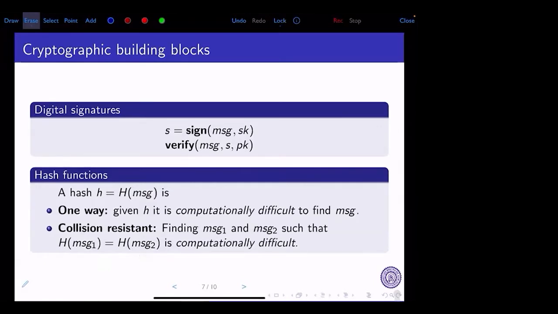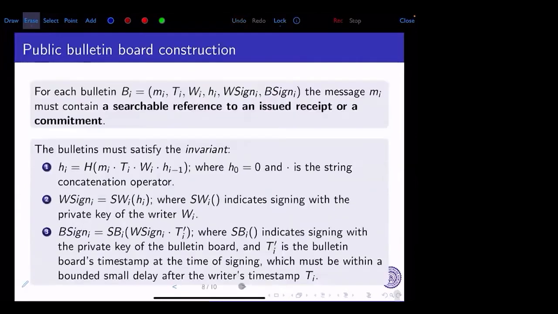When we say computationally difficult in computer science, we mean that an adversary with bounded resources cannot do this. An adversary who has only access to a reasonable amount of computing will not be able to break a hash function, or violate any one of the two properties. So it is impossible to construct a false message with the same hash, and it is impossible to find the message given the hash. These are the two main properties.